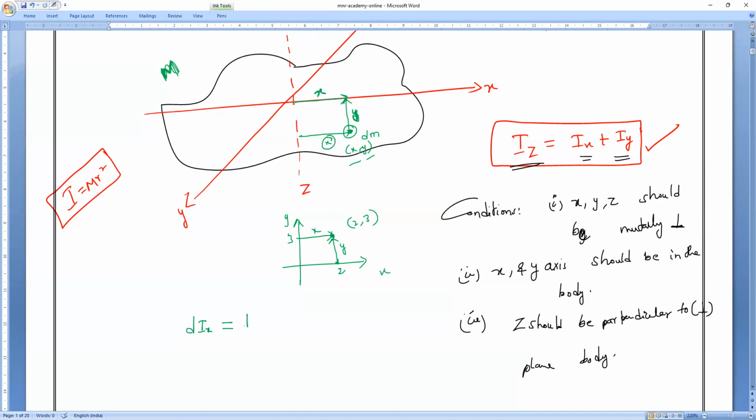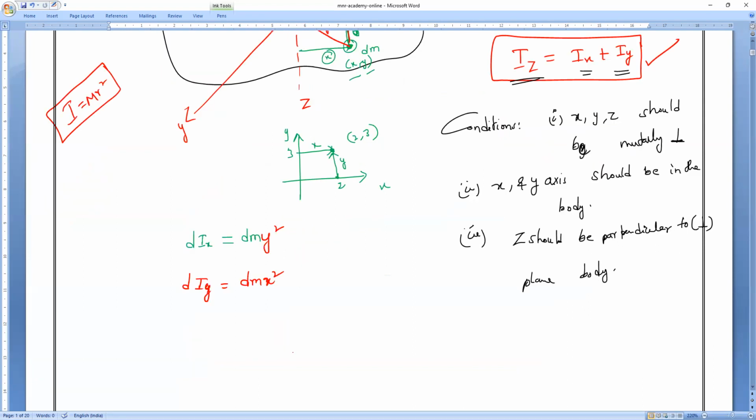The mass is dm, and how far away is it along the x-axis? From the x-axis, it is r. So r means from the center. This is actually y. So how much is it? Y square. Next, in the same way, in the y-axis, how far is it? dm x square. Yes, dm x square. So that is what it is.